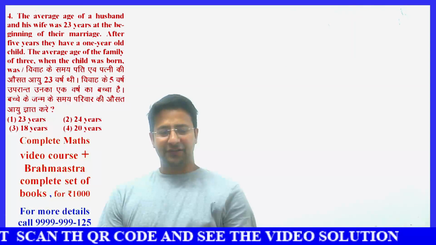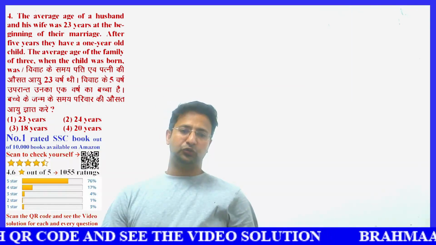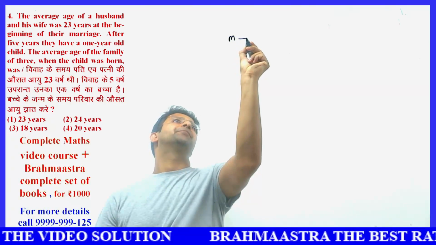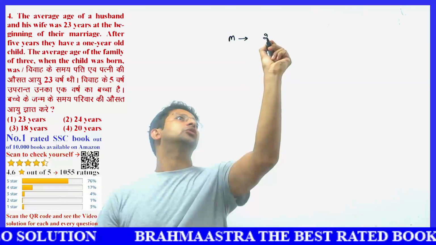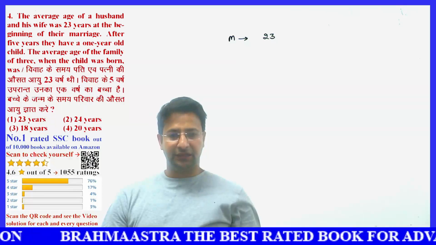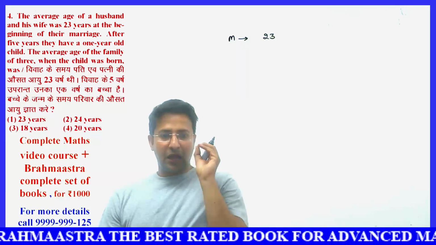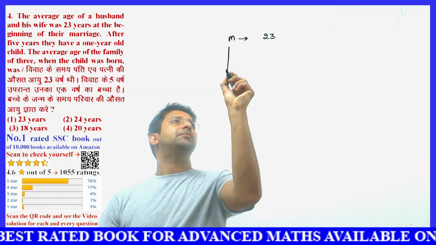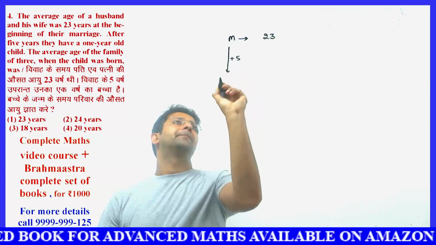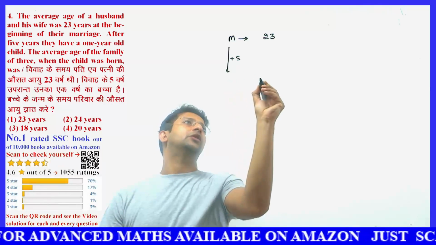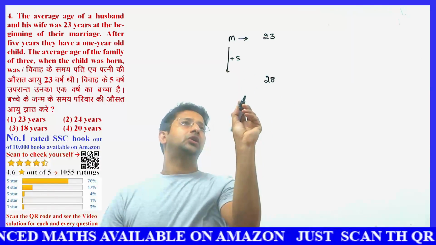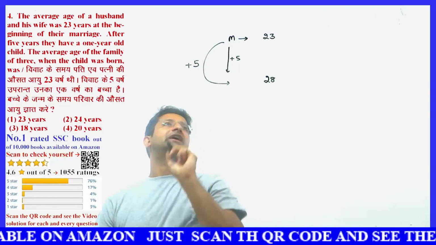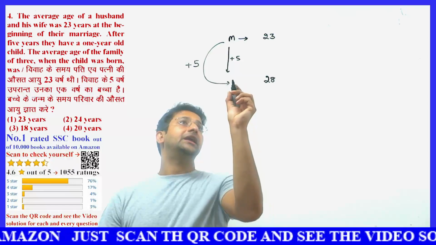The average age of a husband and his wife was 23 years at the beginning of the marriage. Okay, at the time of marriage, what was the average age? The average age was 23 years. After 5 years, they have a 1 year old child. If I say plus 5 years, then what will happen? This age will become 28. After 5 years, this becomes 28.